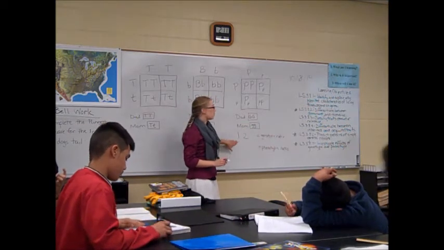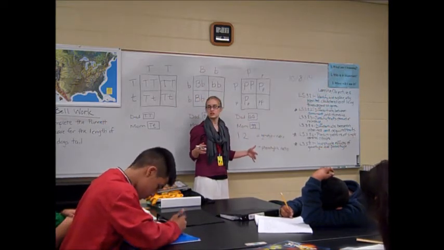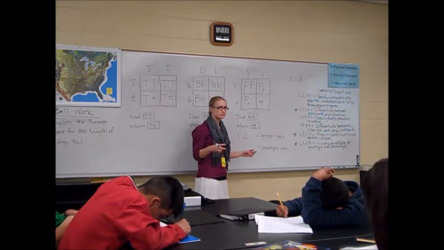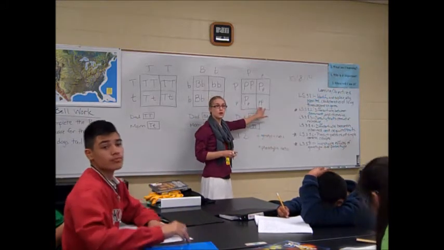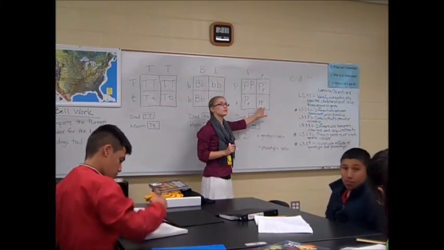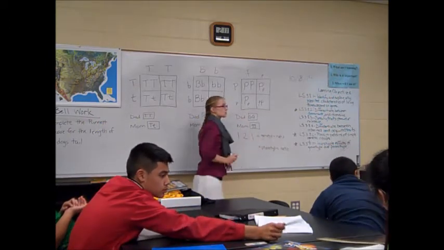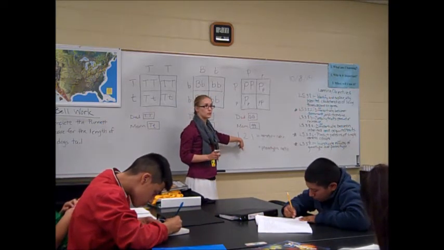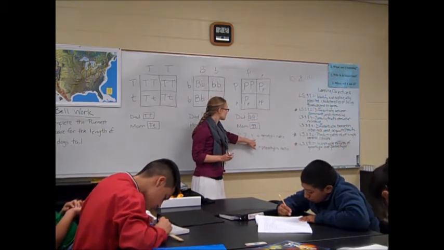So I have 1 homozygous dominant, 2 heterozygous. How many homozygous recessive do I have? Amy? Which one? This one? Why is it the homozygous recessive? That's right, there's 2 lowercase letters, which means there's 2 recessive alleles. So there I have it. This is your genotypic ratio. I have 1 that's homozygous dominant, 2 that are heterozygous, and 1 that is homozygous recessive.